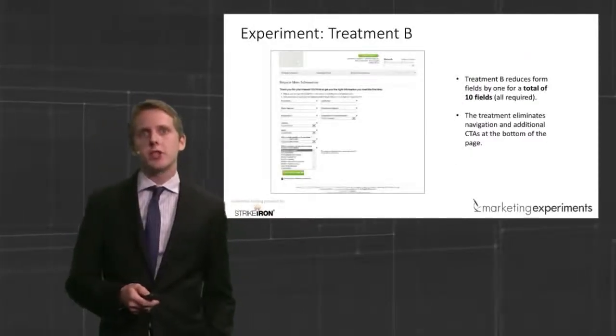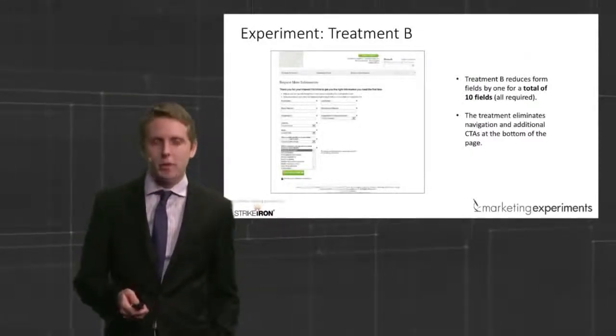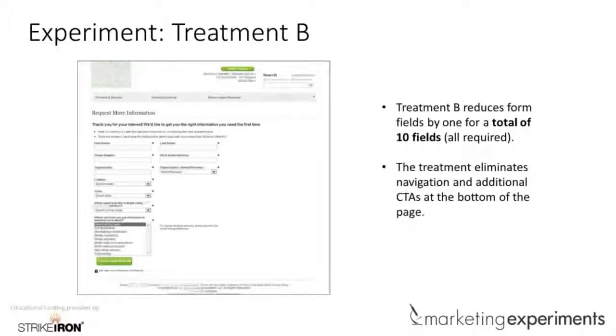Here's the second one, treatment B. Now, this is probably what many of you thought, in terms of the comments coming through. You have a field here that's not required. Let's get rid of it. I mean, let's just assume for a moment that all the other fields are required. Let's get rid of the one that's not required. Let's move it to a second stage in the process, and that potentially will improve conversion. Well, we did that with treatment B. This one just focuses on the 10 fields that were required.